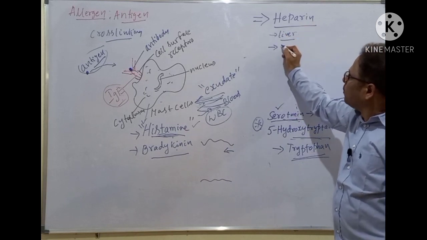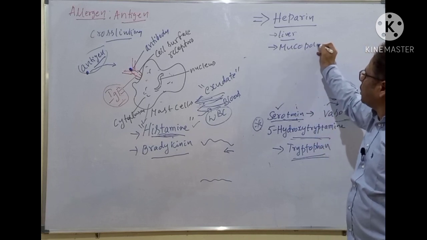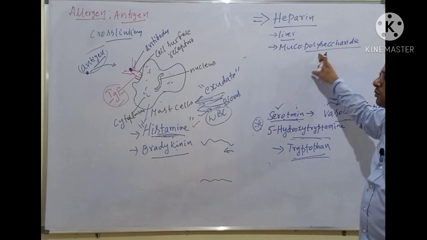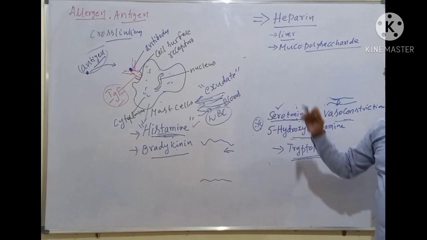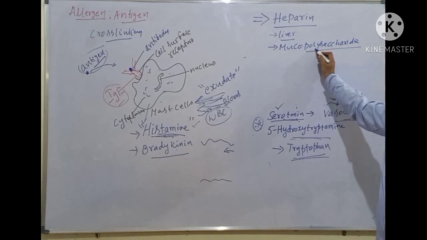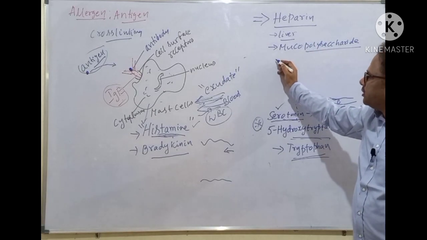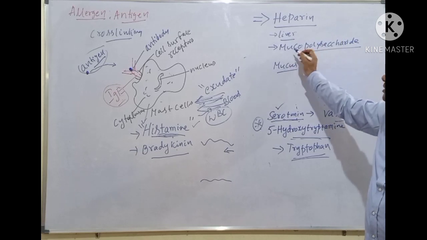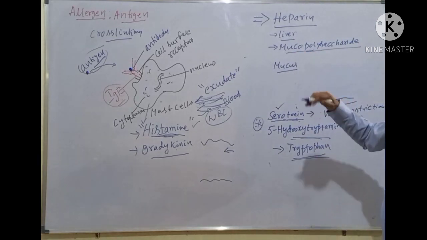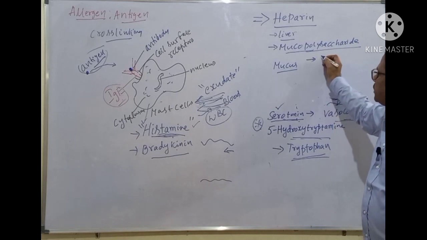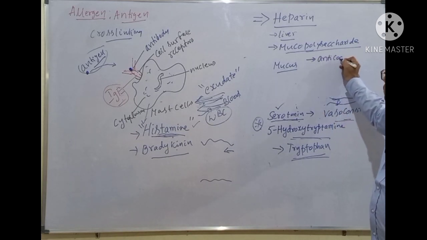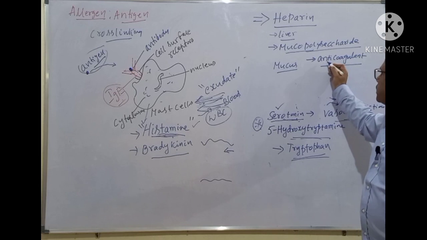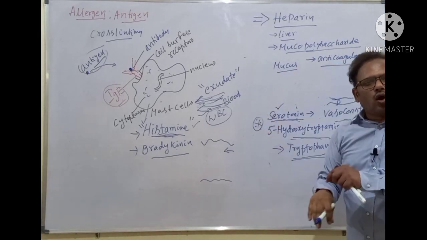Okay, this is a mucopolysaccharide. Heparin is a mucopolysaccharide. It is a polysaccharide. What is a polysaccharide? A complex carbohydrate is called a polysaccharide. And heparin is mostly present in the mucus. A polysaccharide which is present mostly in the mucus, that is why it is called a mucopolysaccharide. Now this is the intravascular anticoagulant. That is, it stops blood clotting.